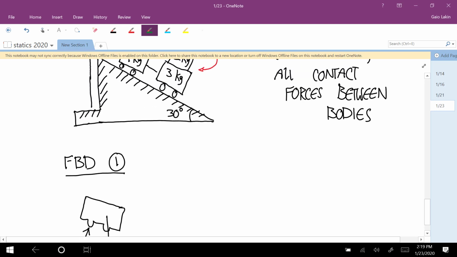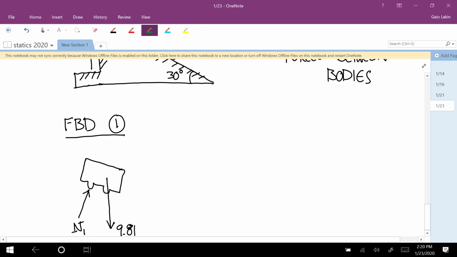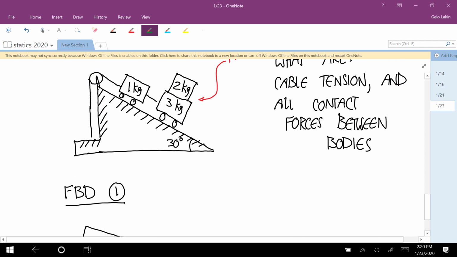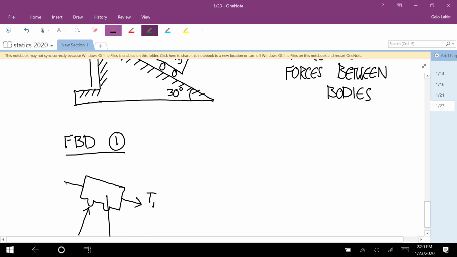And if I keep going around counterclockwise, I get to the cable between the 1 and 3. A cable force is parallel to the cable away from the chosen body. So I'll call that T1. And then keep going around. And the last place that there's contact with the surroundings is where the other cable is in contact with it. So that's this way, and I'll call that T2.